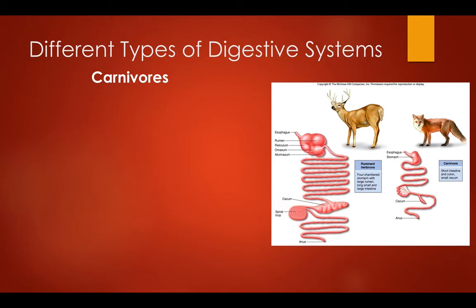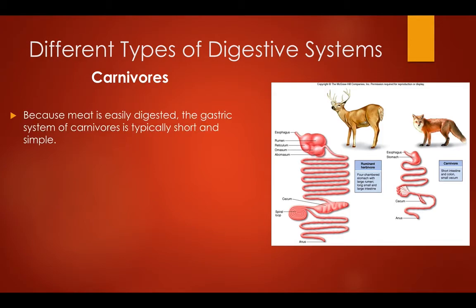So, different types of digestive systems. I just started to hit at this when I was talking about the cecum. Carnivores, because meat is very easily digested, the gastric system of carnivores is typically quite short and simple. Here I have two different diagrams, one of a deer and one of a fox, herbivore and carnivore. And you can see how vastly different the sizes of those digestive systems are.